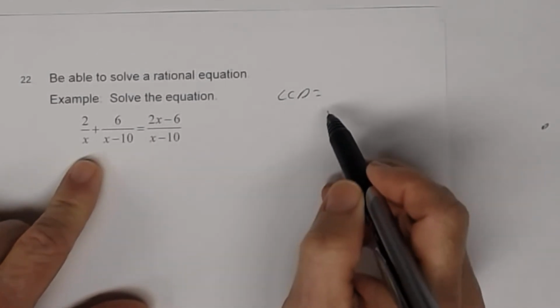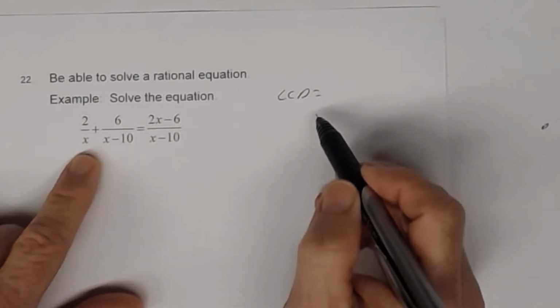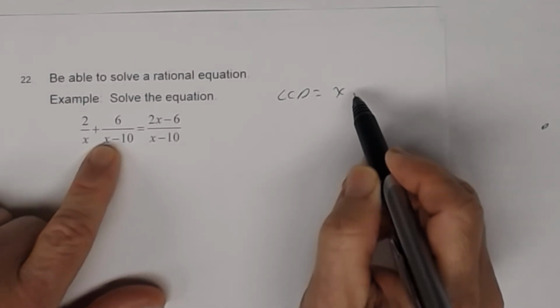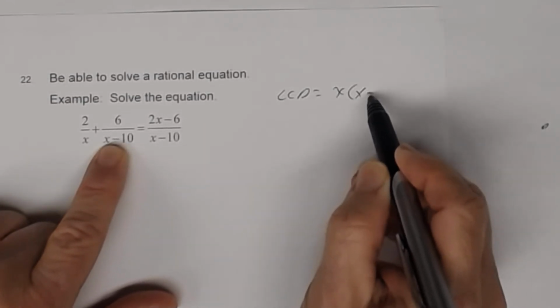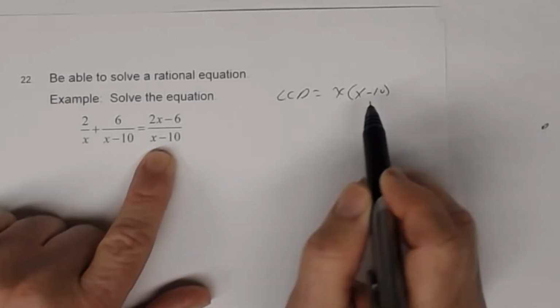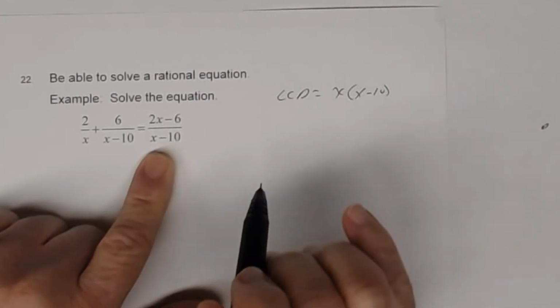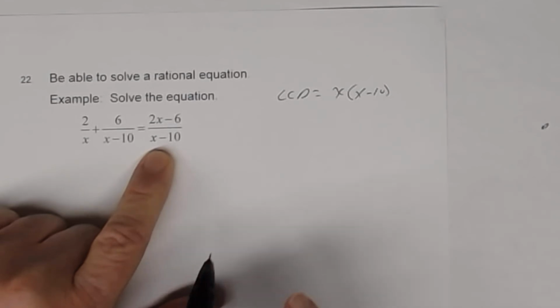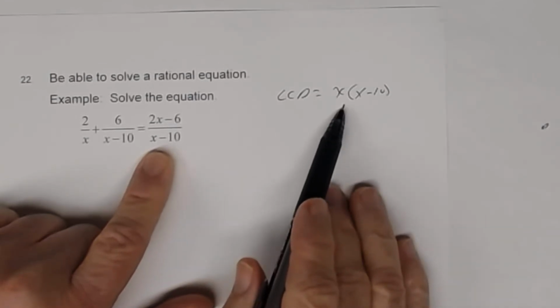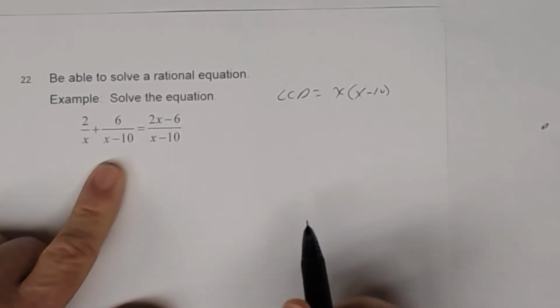So your least common denominator must include every factor you see. I see an x, I need to use it. I see an x minus 10, I need to use it. I see an x minus 10, I already have it. Don't list it again, otherwise it will no longer be the least common denominator. So there's your least common denominator. Before you go on, though, find your restrictions.